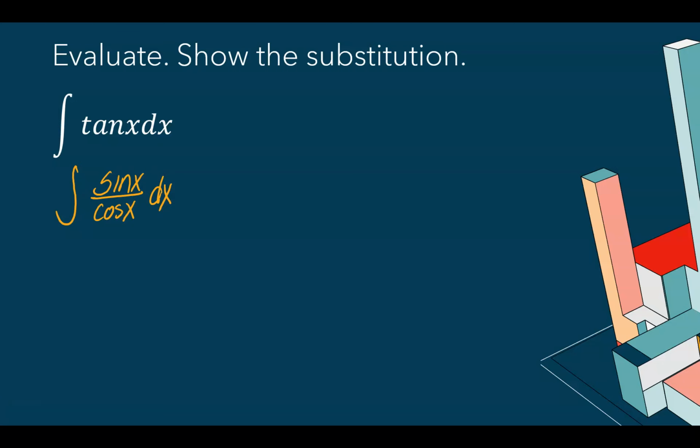The derivative of sine is cosine. The derivative of cosine is negative sine. Can you tell which one is u? Is u going to be sine or cosine? And the answer is cosine. And the reason is really in the du, not in the u.